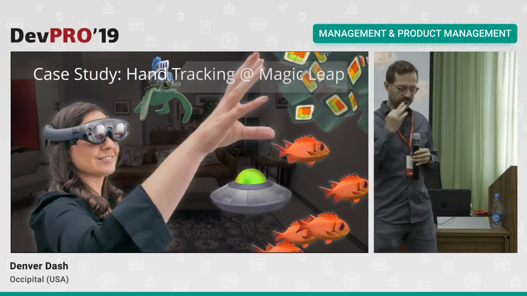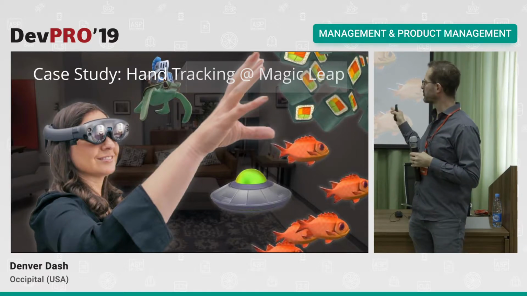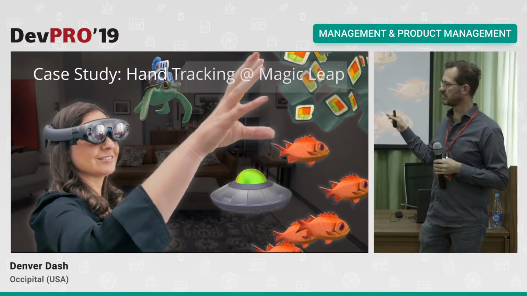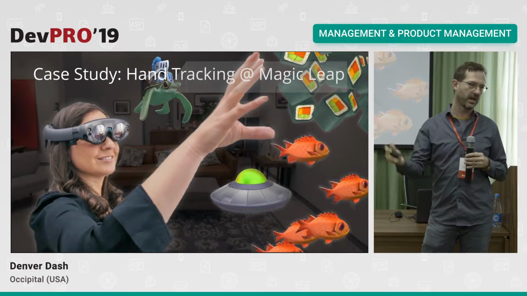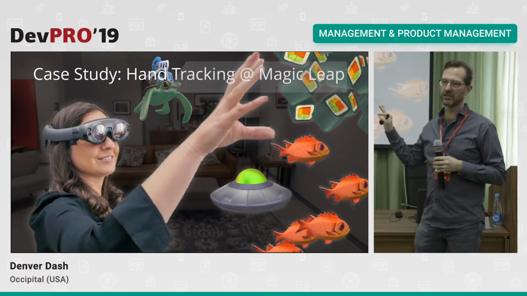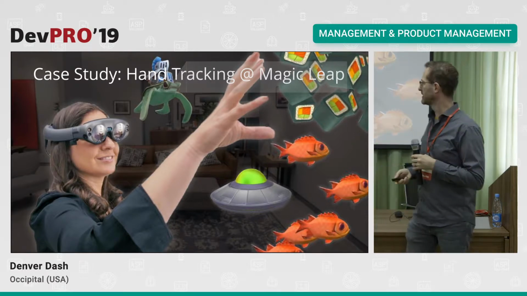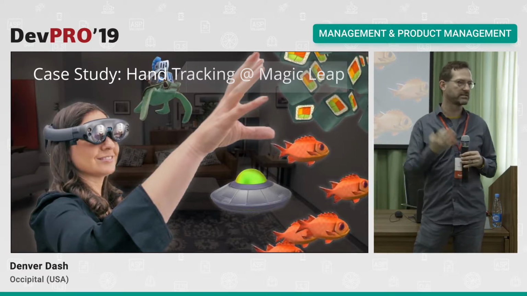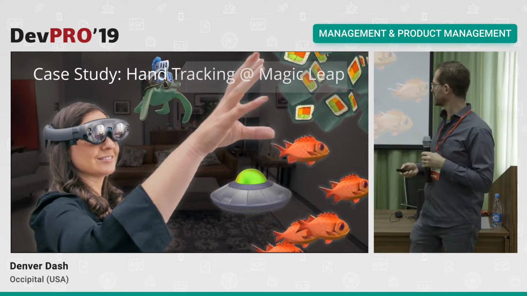So a case study on data. Prior to Occipital, I was director of hand pose tracking at Magic Leap. So I'm going to tell you a little anecdote from my time there that makes the point that I'm trying to make, essentially.